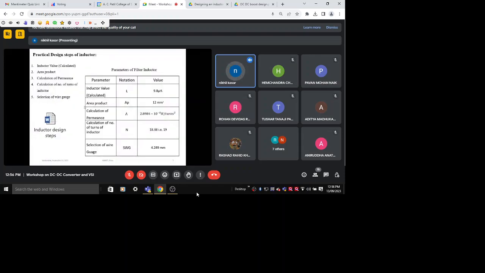For the boost converter, the inductor value is 8 microhenry, the area product is 12 millimeter square, and the permeance is 2.8984 Henry per inductor.